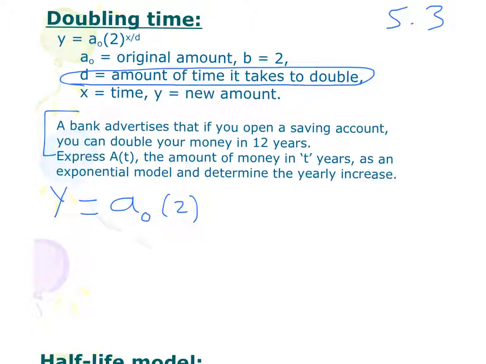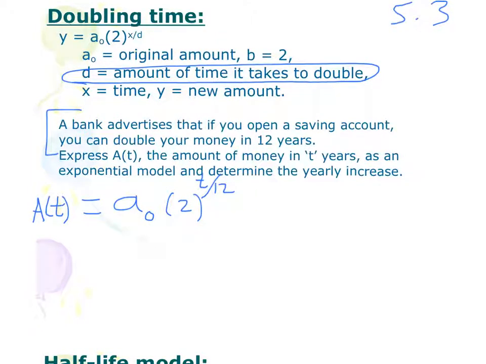For example, if a bank advertises that if you open a savings account that can double your money every 12 years, now they're using some specific terminology here that we should be also using. A sub t is what they're using for y. The exponent would be t over 12, which kind of leads us back to 5.2 when we looked at rational functions. That in a model like this, we can end up with fractions in our exponent.